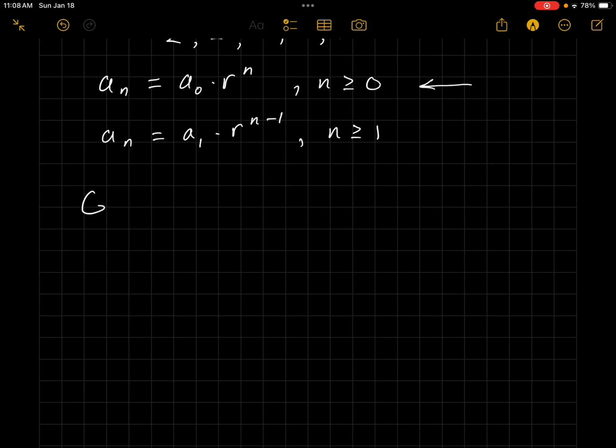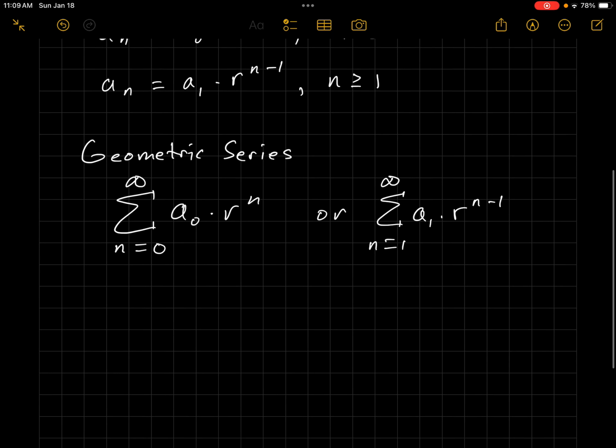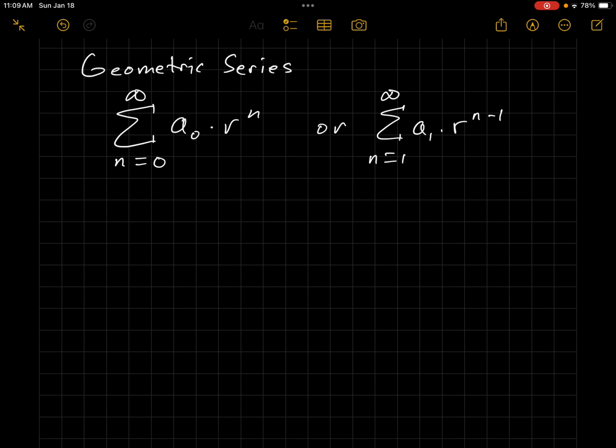So a geometric series, which we know is the sum of the terms in the sequence, can be written in the following fashion. The sum from 0 to infinity of our sequence, or if I wanted to start at a 1, for example, I could do the sum from 1 to infinity of my first term, a sub 1 times r to the n minus 1, etc. And recall that when we're doing sequences and series, unless otherwise stated, we assume that these are infinite.